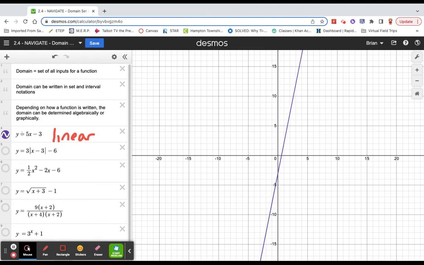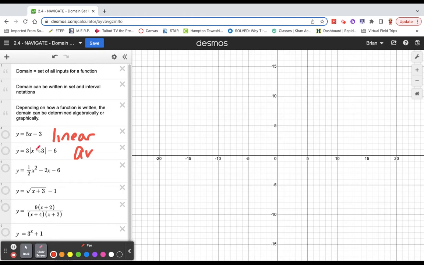And that is something that we should anticipate continuing for every linear equation. Every number that exists in the real numbers could be multiplied by 5 and have 3 taken away from it. Because of that, this first graph has a domain of all the real numbers. Our second type is another type that you're probably familiar with from our last lesson. This is our absolute value functions.